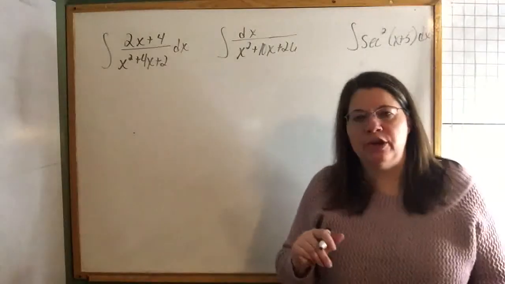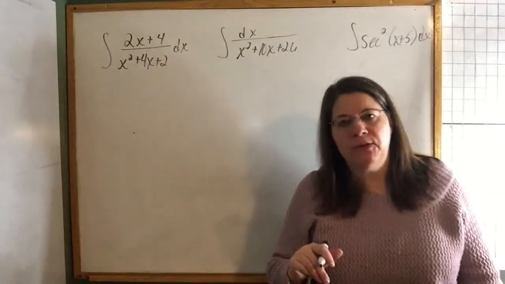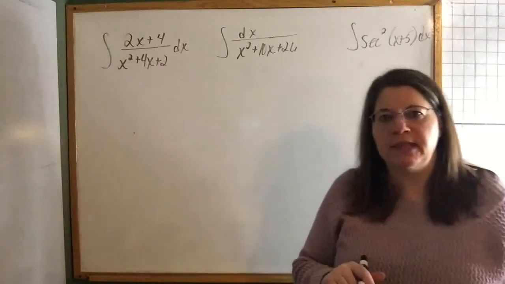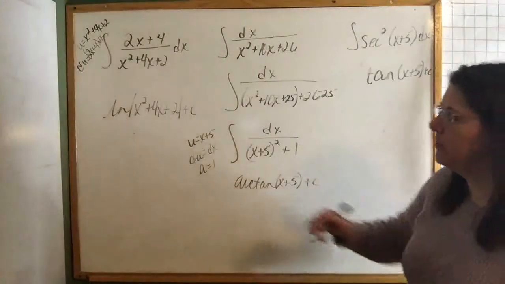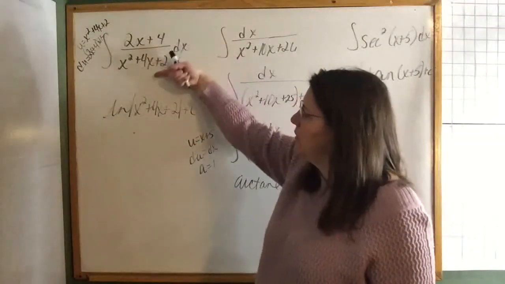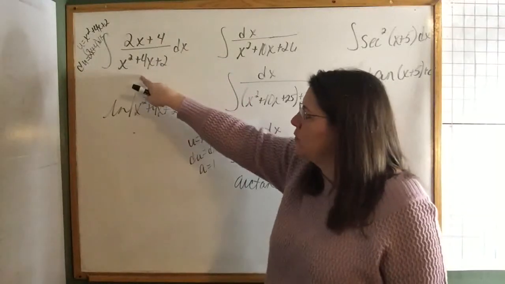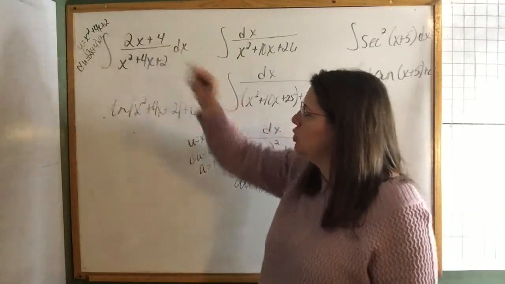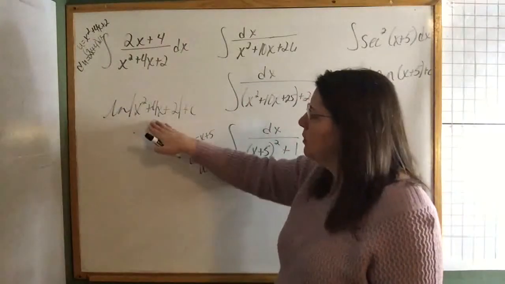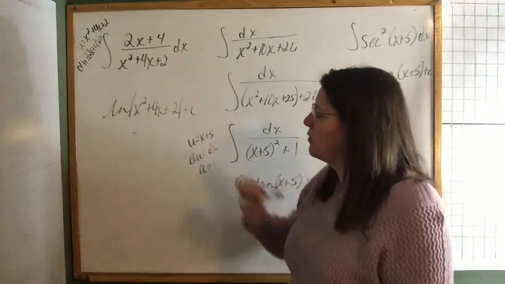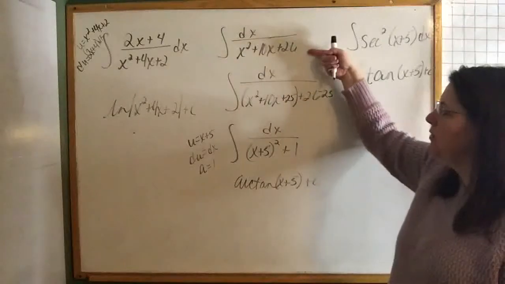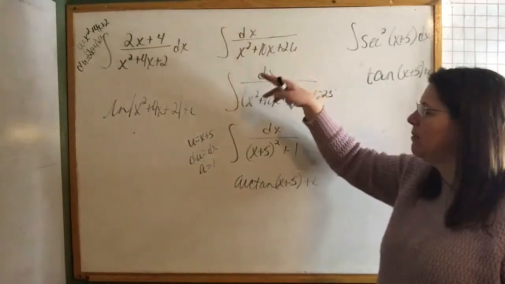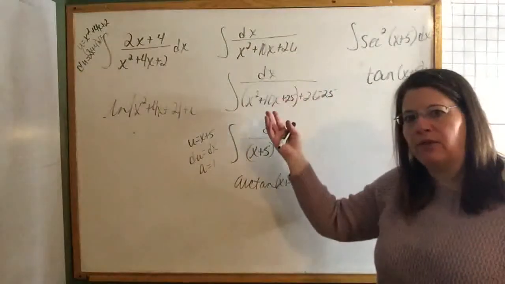Here are some more integration problems. Go ahead and pause the video, see if you can get these, and then I'll come back and give you the answers. So here are those 3 problems. This one, we just had the derivative over the original. So if u is x squared plus 4x plus 2, du is 2x plus 4. And so we end up with the natural log of the absolute value of x squared plus 4x plus 2 plus c.